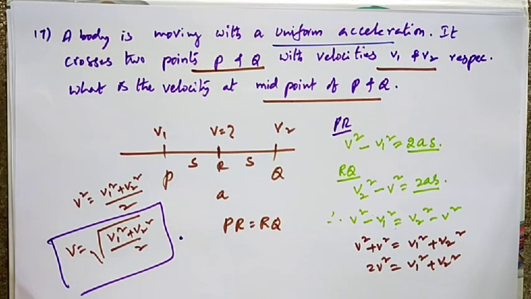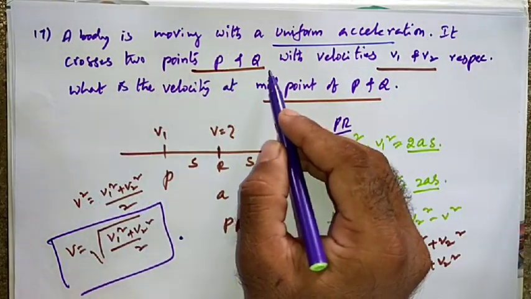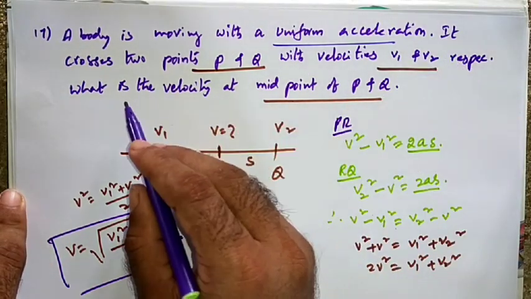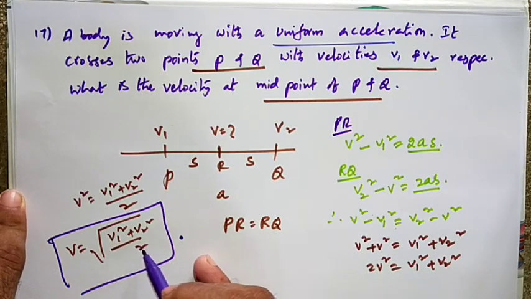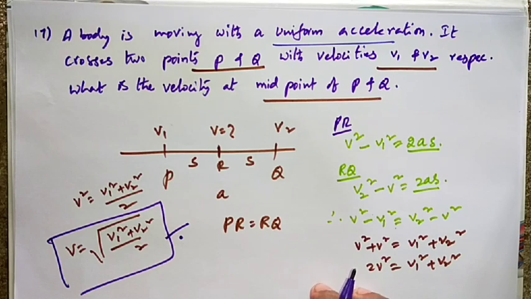Directly you can calculate. A body is moving with uniform acceleration. It crosses two points P and Q with velocities 3 meters per second and 4 meters per second respectively. What is the velocity at the midpoint? Then root over 3 square plus 4 square by 2, you will get it simply. At the midpoint, v is equal to root over v1 square plus v2 square by 2. Clear? In this way, you can solve numericals in kinematics. Lot many models are there. These are the basic models repeating in different competitive examinations.